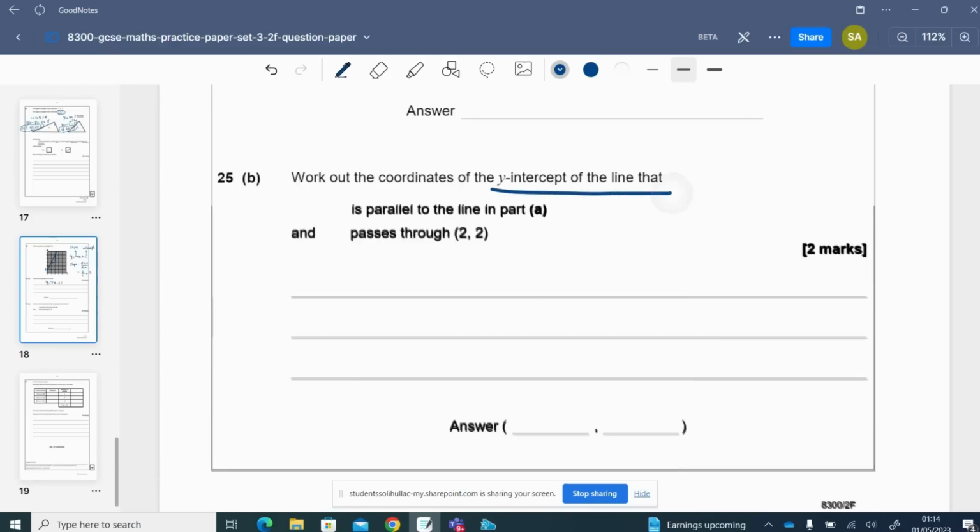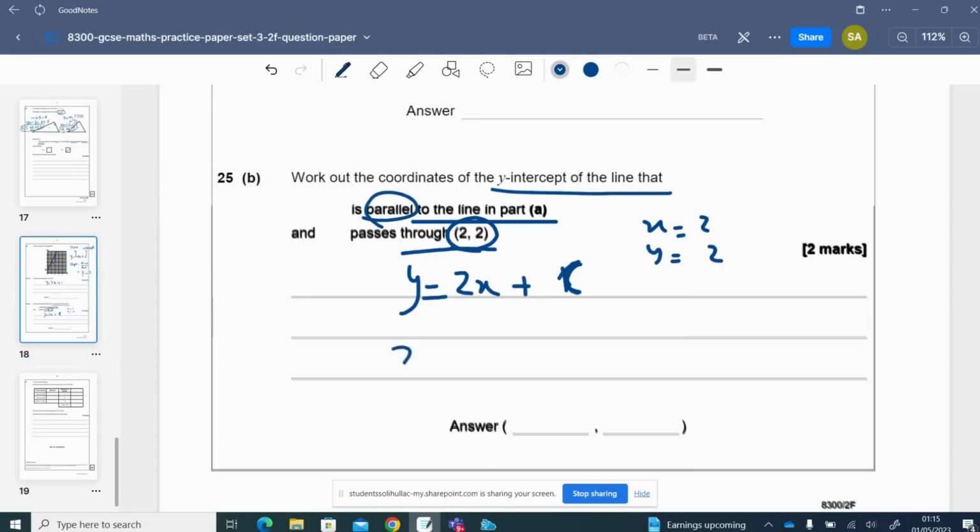25b, work out the coordinates of the y-intercept of the line that is parallel to the line in part a, passes through (2, 2). So our line equation is y equals 2x plus 1. Now because it passes through the point (2, 2), that means the value of x is 2 and y is 2 as well. That's what we need to substitute in this equation here. And then we need to calculate the value of, sorry, this is c, because we need to work out the point where it meets the y-axis, because this line has to be parallel.